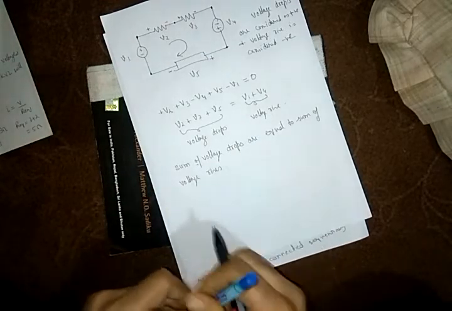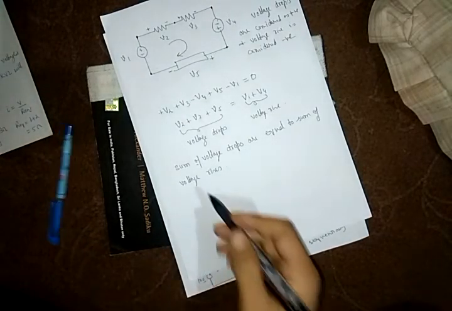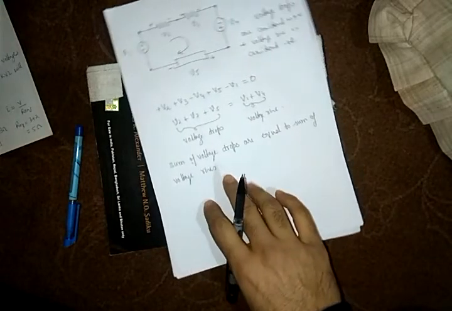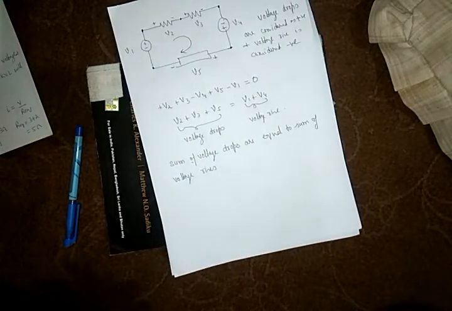In KCL, what we concluded? We concluded that the sum of currents entering the node is equal to the sum of currents leaving the node. Here we concluded that the sum of voltage drops is equal to the sum of voltage rises. So this is about the KVL.